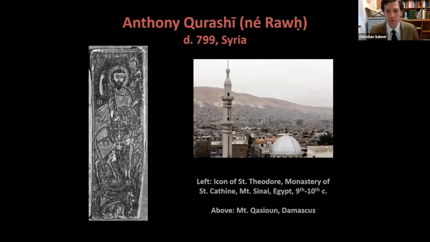The next one I want to very briefly introduce to you is probably the single most famous martyr of the early Islamic period, an individual who was born under the Arabic name of Rawh, but who underwent a miraculous conversion to Christianity and came to be known as Anthony. He is also the subject of an Arabic biography, another very early example of Christian Arabic literature, this one written at the beginning of the 9th century.